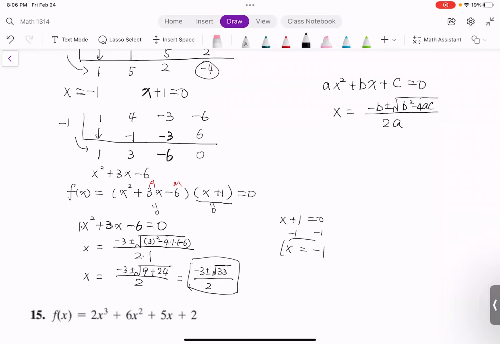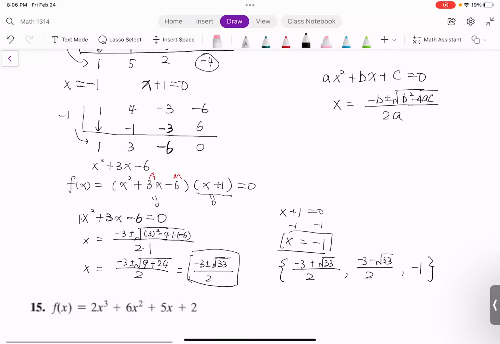That means we have 3 solutions or 3 rational zeros. First one is -3 plus square root of 33 over 2. Another one is -3 minus square root of 33 over 2. Last one is -1.